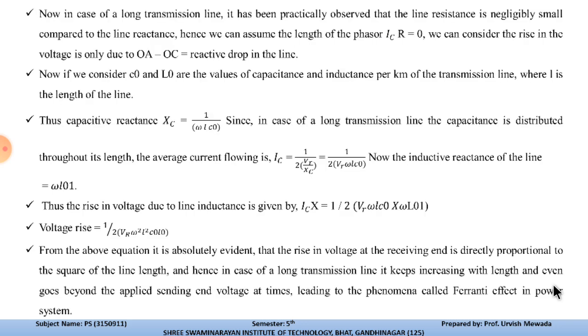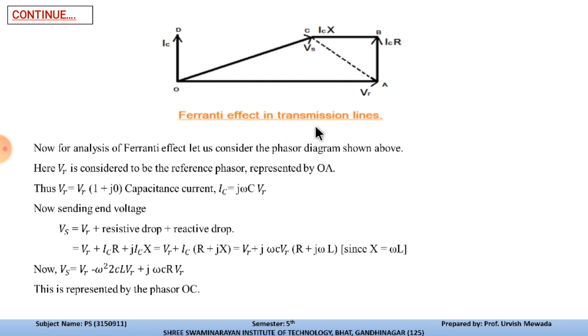Now, in case of a long transmission line, it has been practically observed that the line resistance is negligibly small. As we discussed in the theory section of the Ferranti effect, the resistance is very negligible compared to the reactance. Hence we can assume the length of the phasor ICR is equal to 0, because the resistance effect is negligible, so that's why ICR is 0 in this phasor diagram.